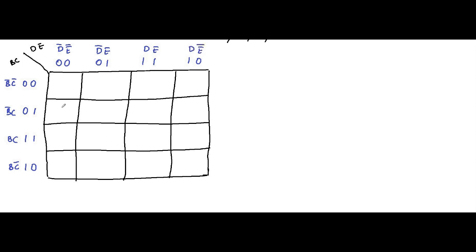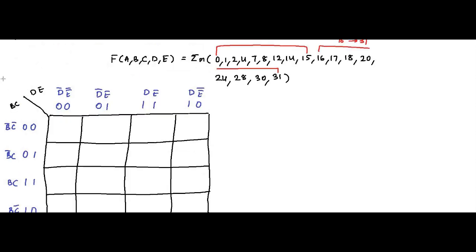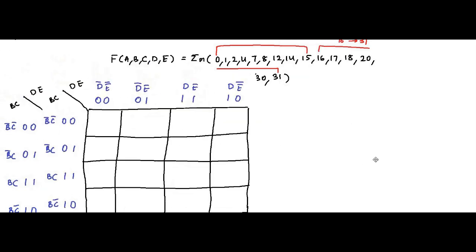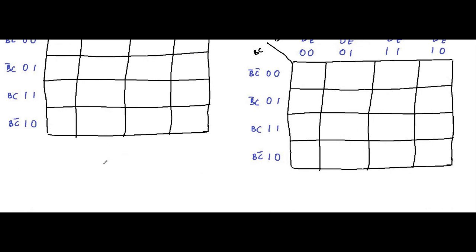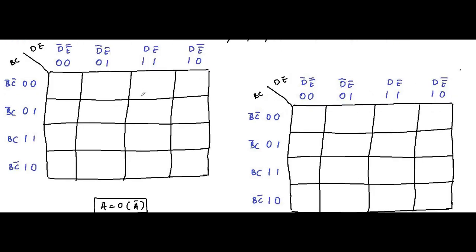So we will take this format and copy it, because the same format will be used, just the minterm values will be different. This first K map is for MSB A equals 0, that is A bar. Second is for A equals 1, which is A in SOP form. Then we have to assign the cells with their respective minterm values. So here 0, 1, 3, 2, 4, 5, 7, 6, 8, 9, 11, 10, 12, 13, 15, 14.